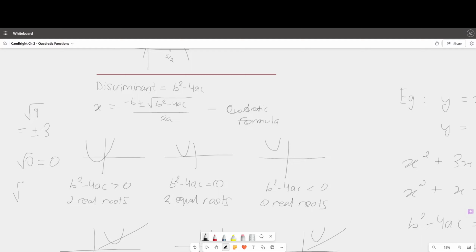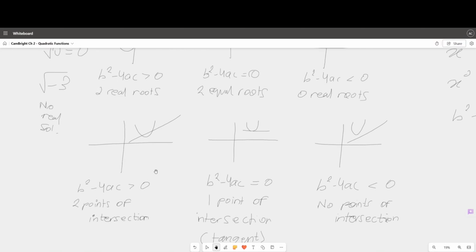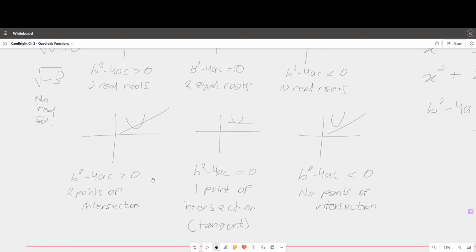And then if it is less than 0, let's say minus 3, this has no real solutions. I don't think imaginary numbers are part of the syllabus, so we just ignore that and say the graph looks like this. So this one has 2 points of intersection with the x-axis, this is 1 and this is 0. The same thing with a line: discriminant greater than 0 is 2 points of intersection with a line, then 1 point and then 0.